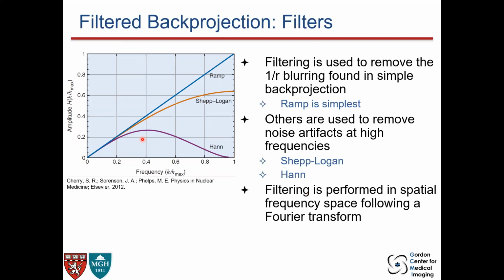Again, filtered back projection is one of the methods to reconstruct the image. And still to this day, FBP is the most prevalent reconstruction method, because it is the fastest. It's not going to give you the best resolution possible, but it's going to be the fastest method compared to iterative reconstruction.